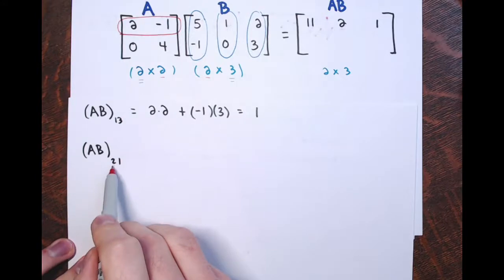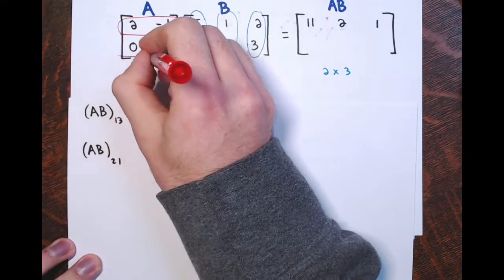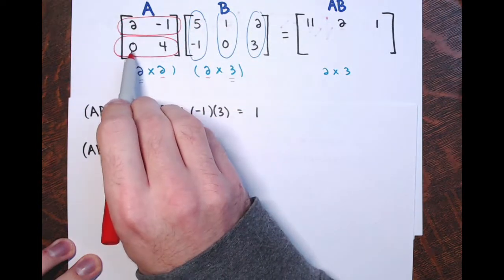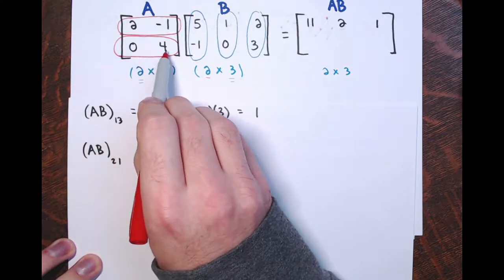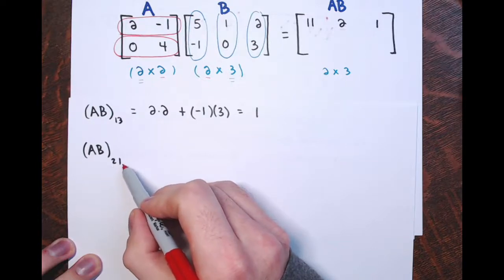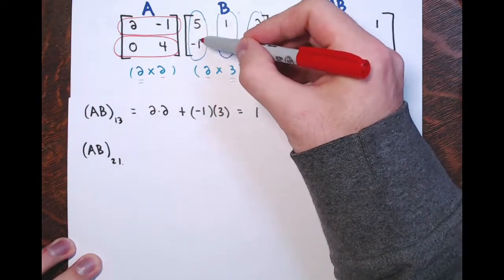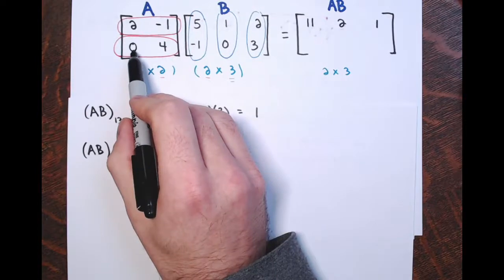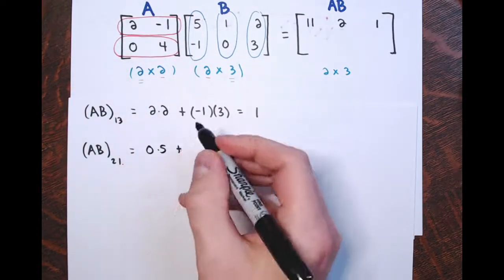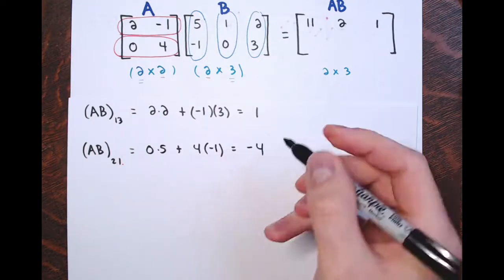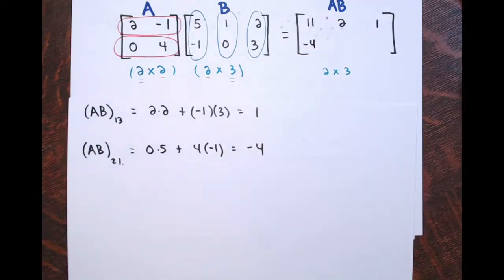So again, these numbers mean the second row. So I go with the second row of A, the row 0, 4. Again, it goes left to right. First entry 0, second entry is 4. And back to the first column of B. So second row of A, first column of B, which is this 5, negative 1, and it goes top to bottom. So I multiply the first entry, 0 times 5, plus the second entries, 4 times negative 1. And this is just 0 plus negative 4, that's negative 4. So negative 4 is the second row first column entry of the product of A and B.